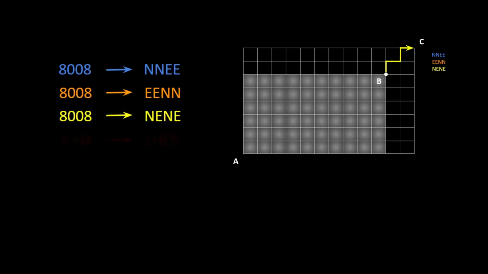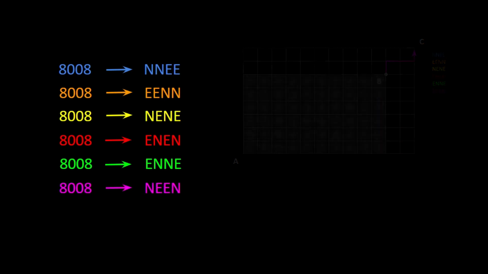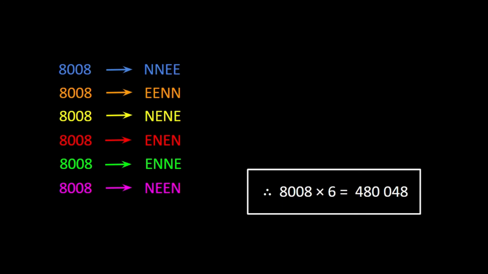So those 8,008 paths have 6 different options to continue on from B and finish at point C. There's the first option, the second, third, fourth, fifth, and finally the 6th option. So if there's 6 options, those 8,008 paths have, the total number of paths to get from A to B and then finally to C has to be 8,008 multiplied by 6, or 480,048.